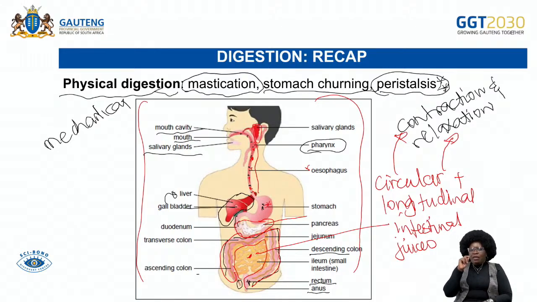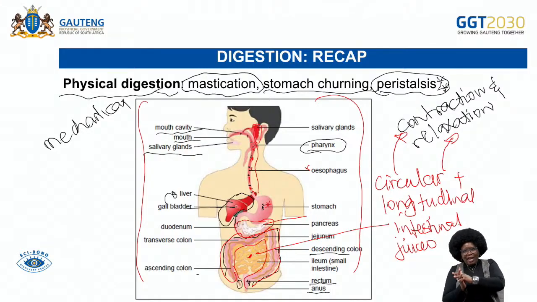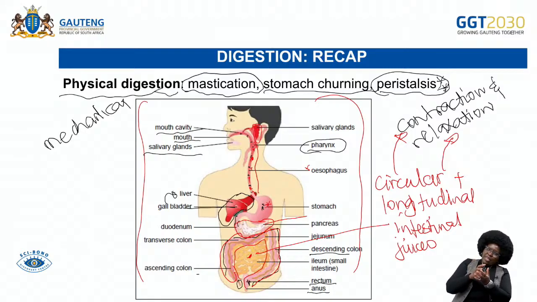Peristalsis movement, hence you must know the meaning of peristalsis, pushes the food bolus, and the food bolus starts to move along the alimentary canal, right? Mechanical digestion continues in the stomach, and the continuous churning in the stomach helps food to be mechanically digested.